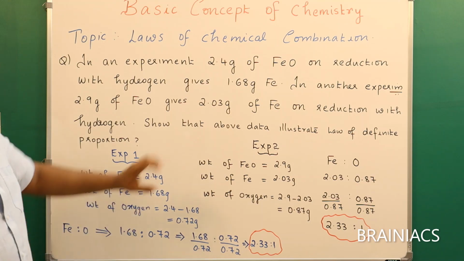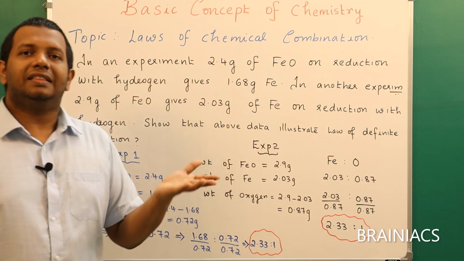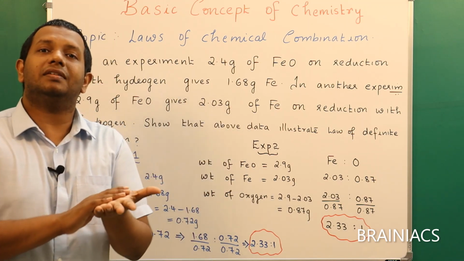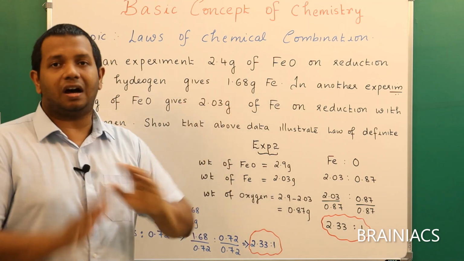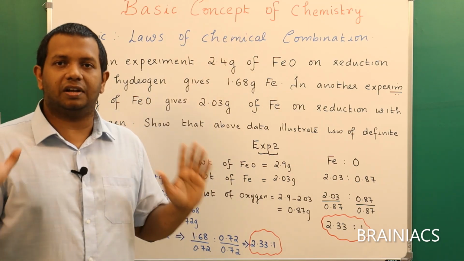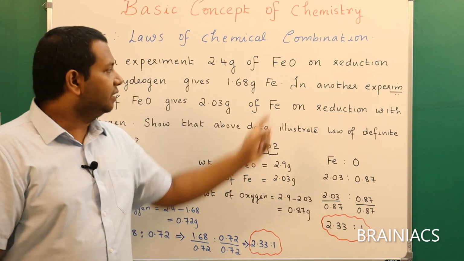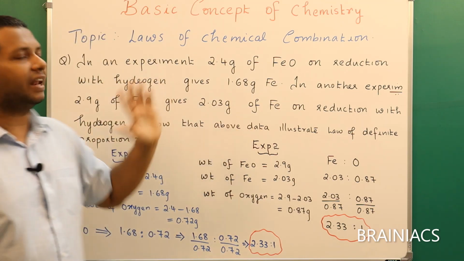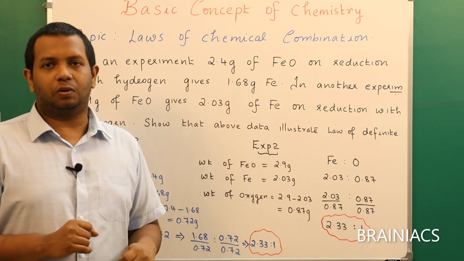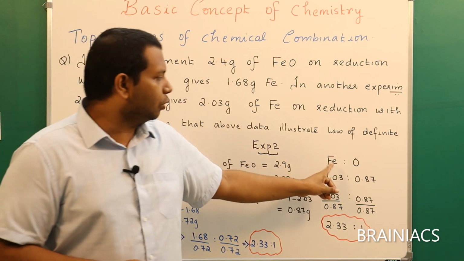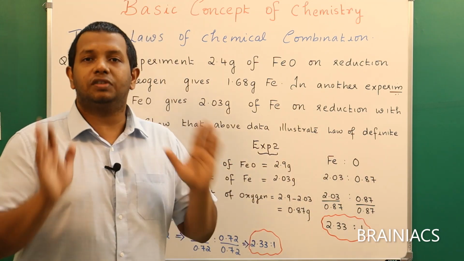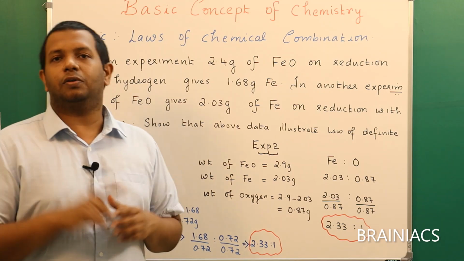Here they are giving you the same compound, iron oxide, but the mass of iron oxide in the two cases is different. Initially they take 2.4 gram of iron oxide, do some reduction and get iron and oxygen. In the second experiment they take 2.9 gram. So they are trying to say that even if you take different masses of iron oxide, if you take the ratio of iron and oxygen, Fe is to O, that ratio will still remain the same. That is what the law of constant composition is also saying.